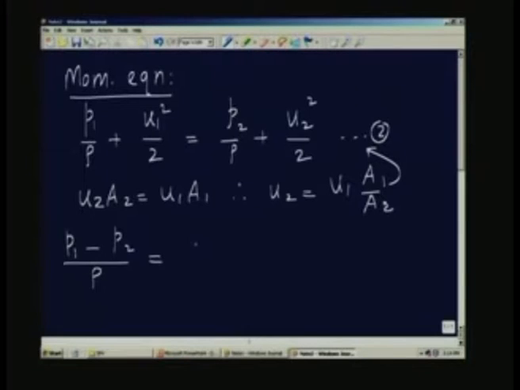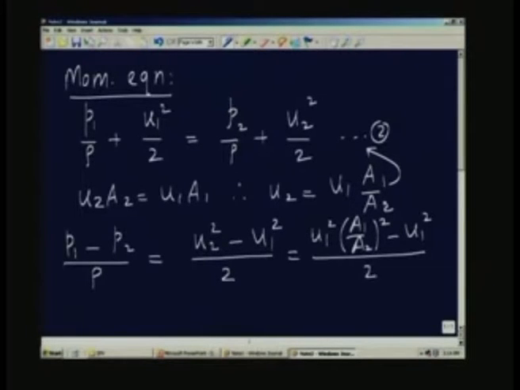will be equal to U2 squared minus U1 squared by 2, and for U2 I am going to substitute, so this becomes U1 squared into (A1 by A2) whole squared minus U1 squared, divided by 2, which will be the same as U1 squared by 2 is common, into (A1 by A2) whole squared minus 1. So, this is the equation obtained by combining equations 1 and 2.